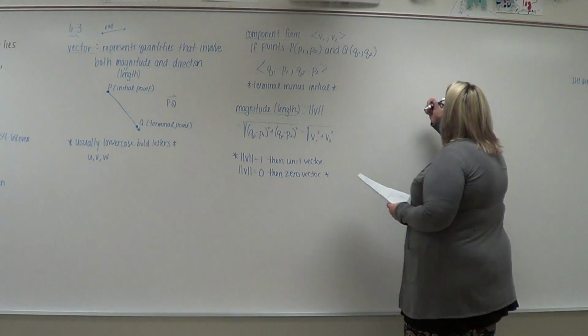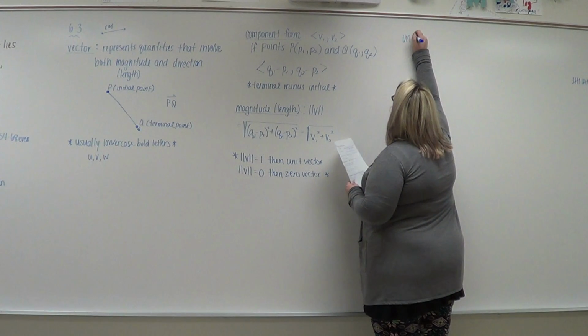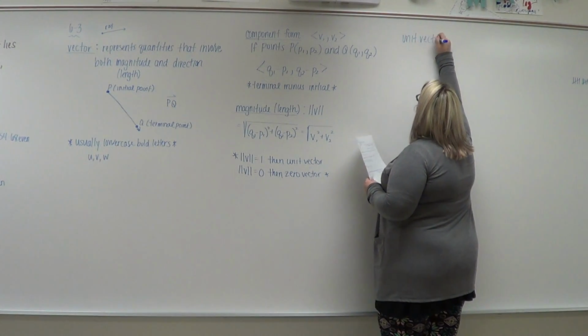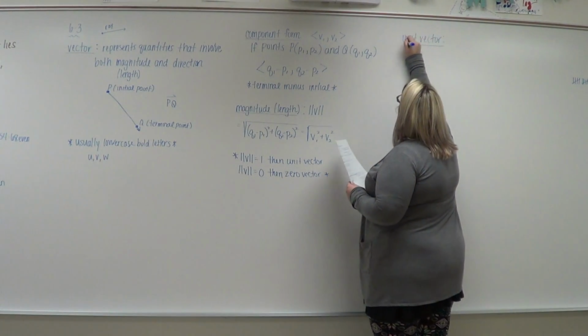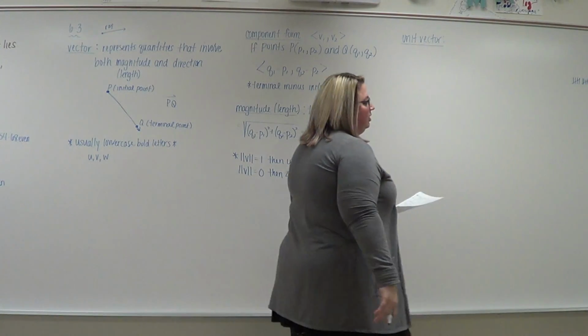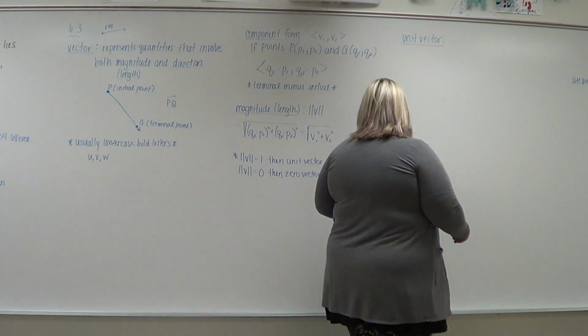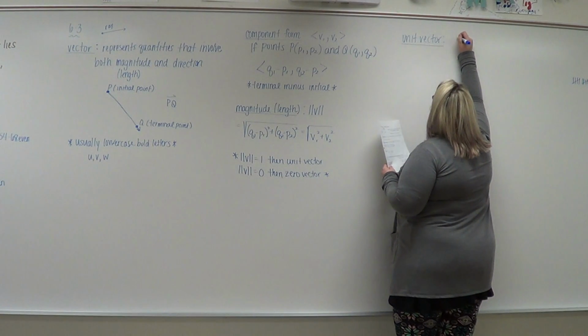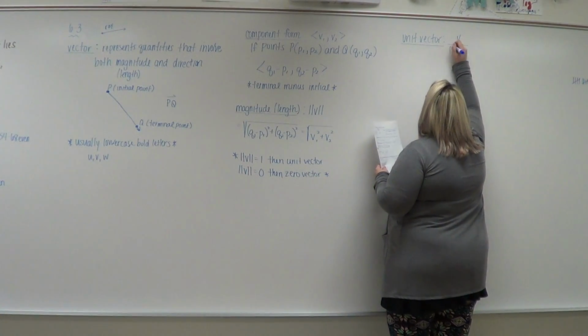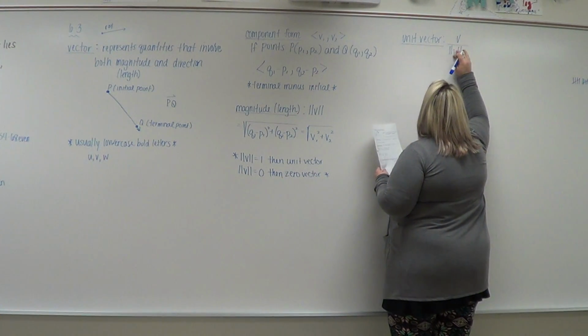All right, last definition and formula for today. Unit vector. Okay, a unit vector is like the smallest vector representing the stuff. So how you find the unit vector is you take your vector divided by its magnitude.